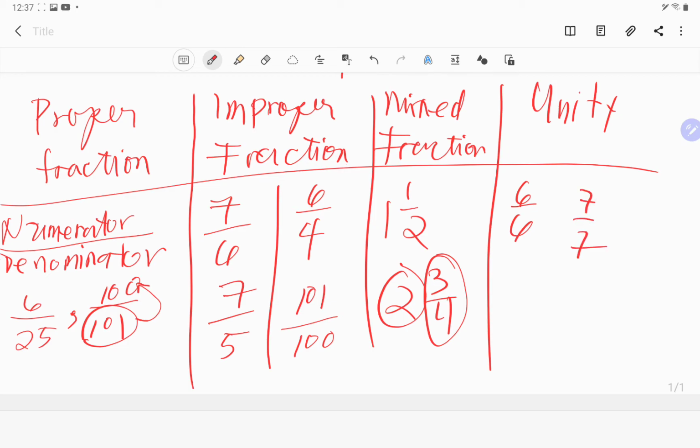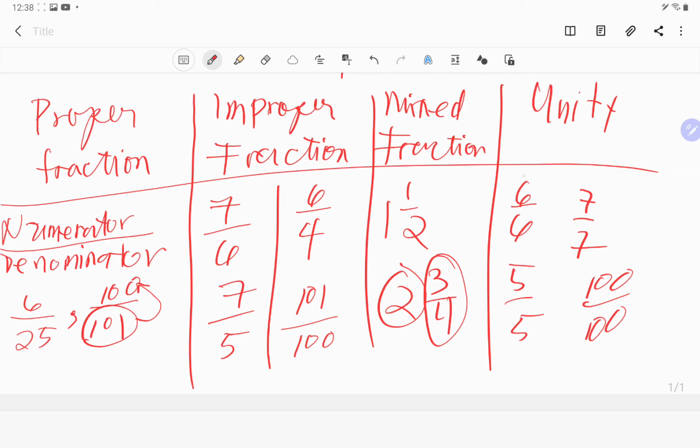7/7. That is a unity. Alright? 7/7, 6/7, 5/5. What else? 100/100. Unity ang tawag sa kanila. And tatandaan natin na lahat ng unity is equal to 1. Bakit?